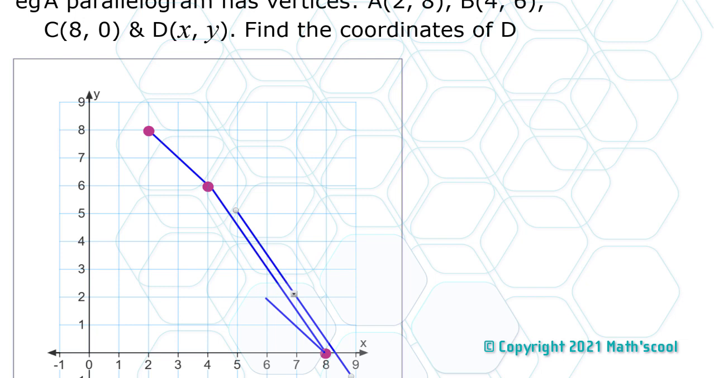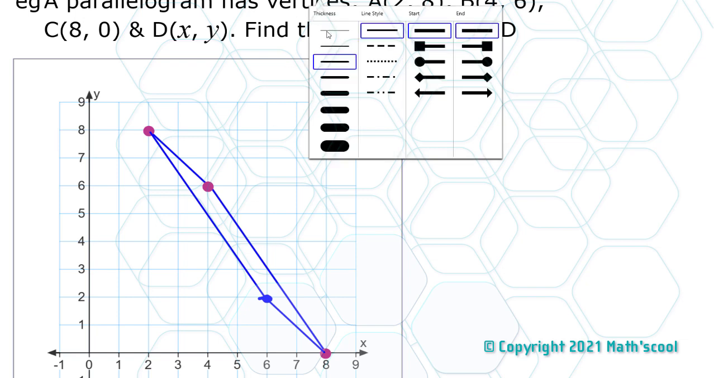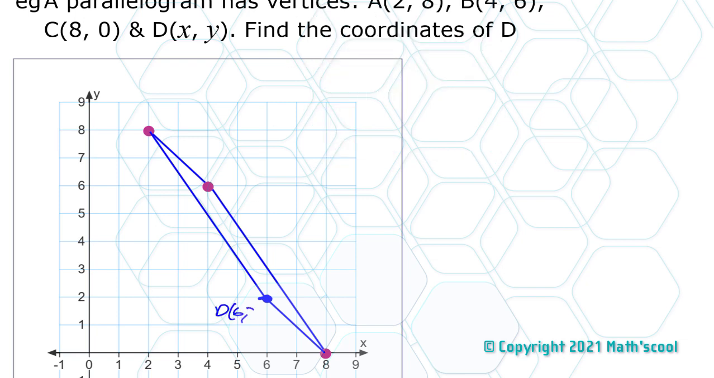Now mine is a particularly simple one. My diagram is really good, so I can see immediately that the third vertex is 6, 2. So D is 6, 2. I can see that immediately from my diagram. D is 6, 2. But if I was doing it otherwise, I might work out this vector here.